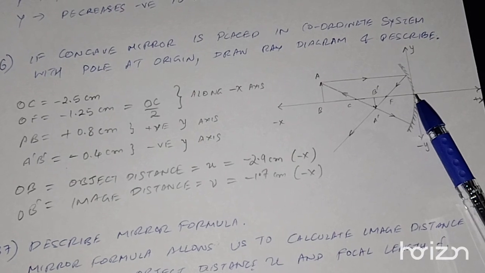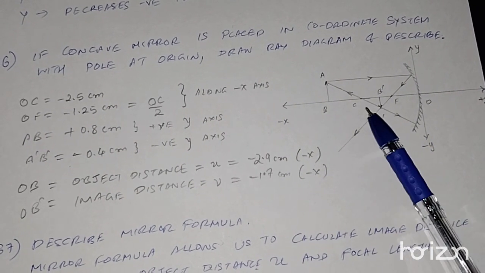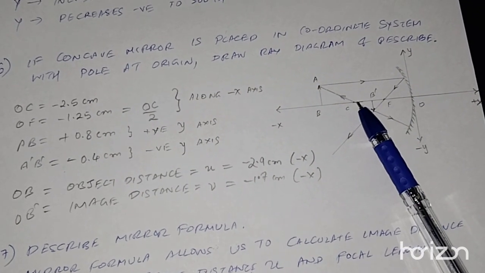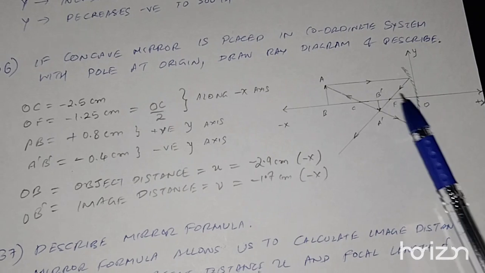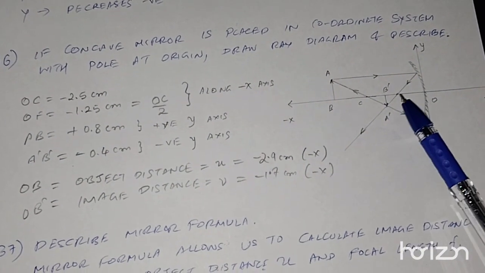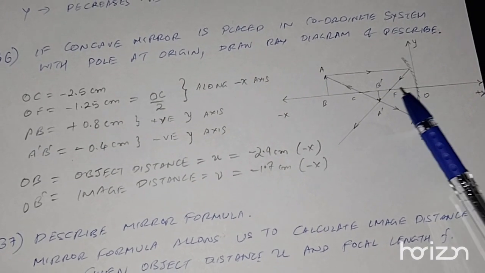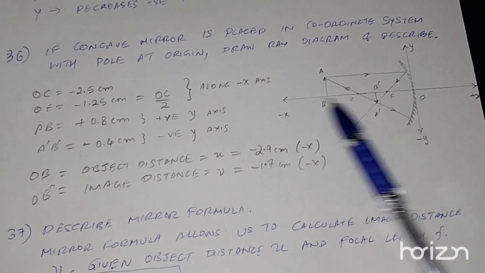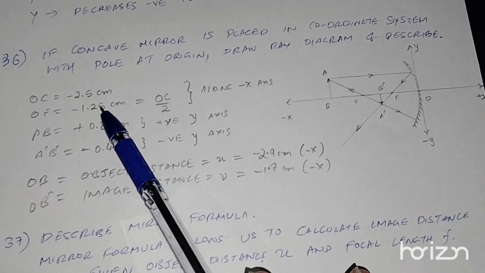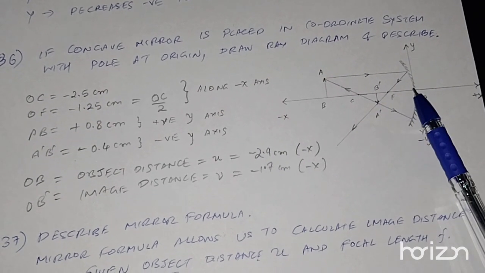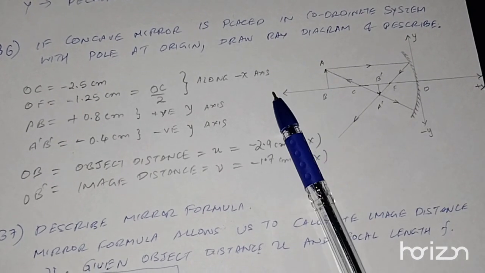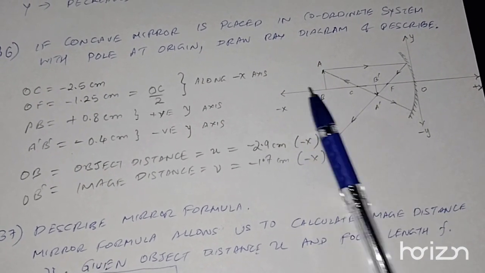If you take a scale and measure, you will get OC is minus 2.5 centimeter, which means that the radius of curvature is minus 2.5 centimeter. OF is the focal length, which is radius of curvature by 2, which is OC by 2, which is 2.5 by 2, that is minus 1.25 centimeter, because it's along the negative. Here is the origin. So all the distances which you will be calculating on this side of the x-axis are negative.